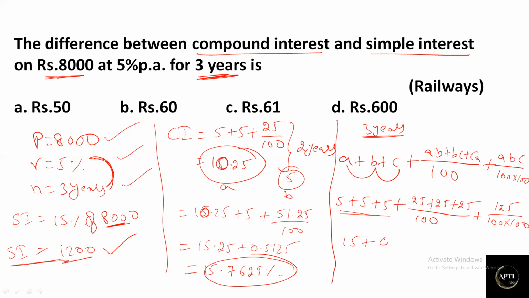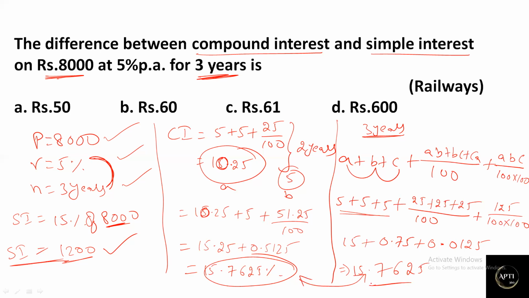Can I write it as 0.75, plus 125 by 100 into 100? Here in the denominator, 4 zeros are there. So we need to move the decimal point 4 places. So if we add this, what's the answer? 15 point, after the decimal we have 7, and 1 plus 5 is 6, and 2 5. So 15.7625. You got that exact value even if you apply this method.